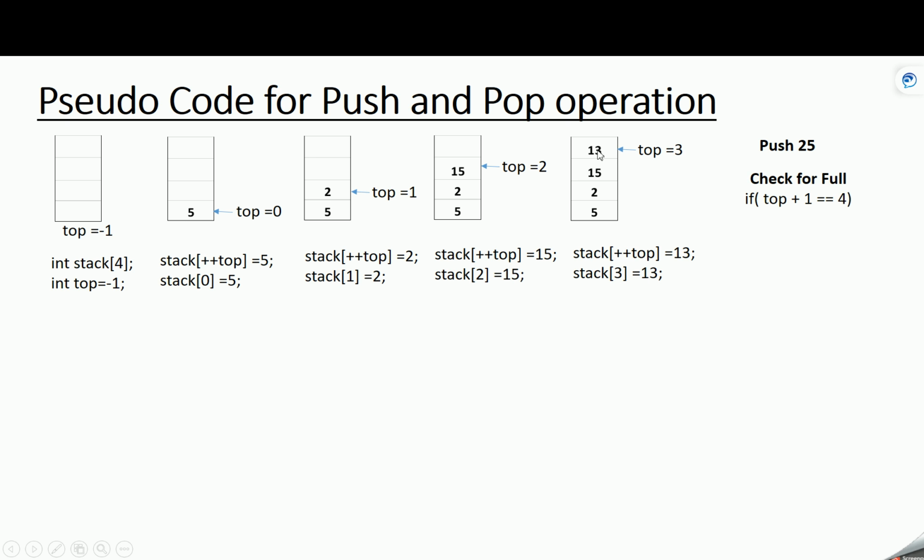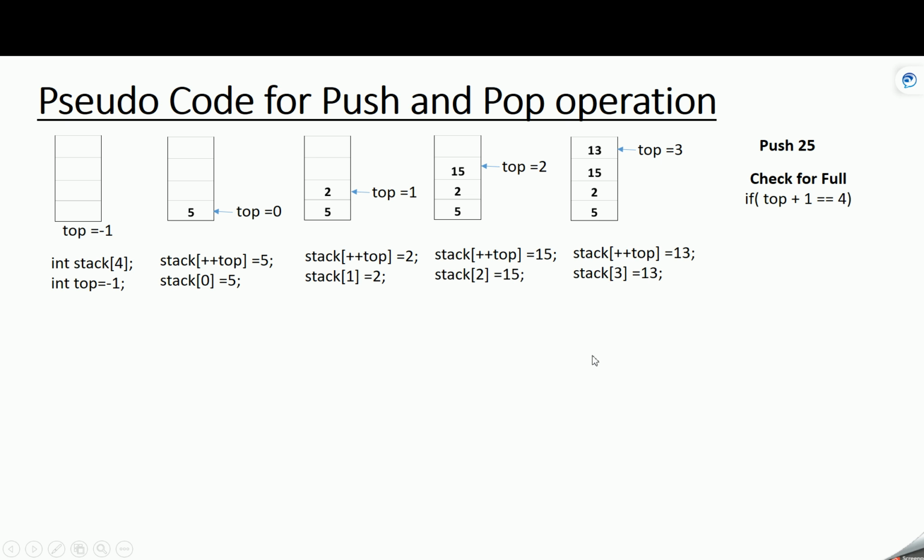Before adding an element into this stack, check top plus 1 equal to 4, because the size of the stack is 4 and top is 3, and we should add 1 to indicate that the stack is full, because the array starts from 0. This means it will go from 0 to 3. That's why we are adding 1 here. So this is the pseudocode for the stack push operation.